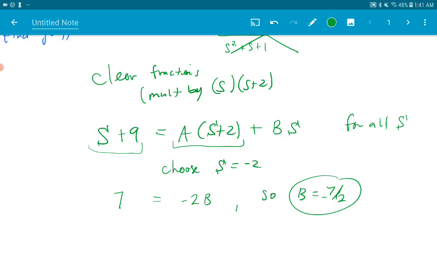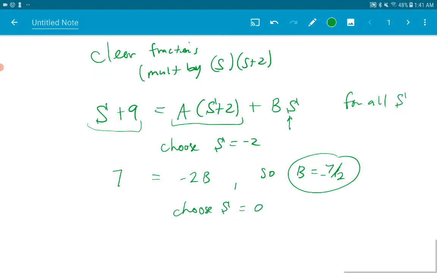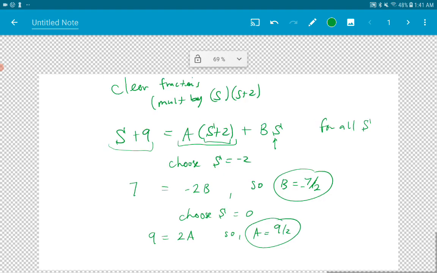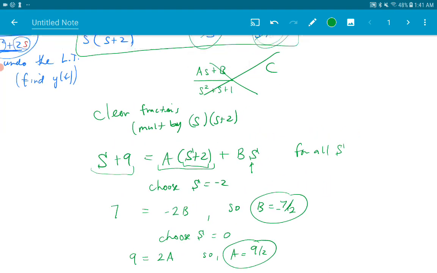And how do we get A? What would be a good choice for s to get A by itself? Well, if I let s equal 0, it'll kill off the B term, because it would be B times 0. And I'm left with 9 equals 2A, because this just becomes 2 when s is 0. And so A is equal to 9 over 2. So I did it. I accomplished it. Those are the two question marks. A is 9 over 2. B is -7 over 2.